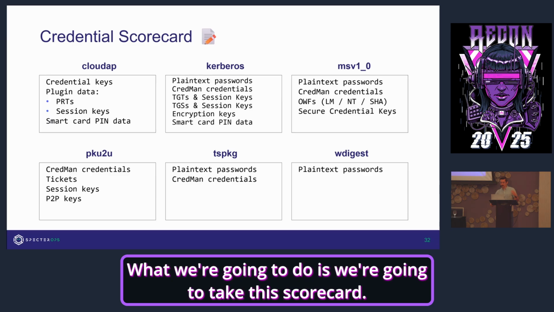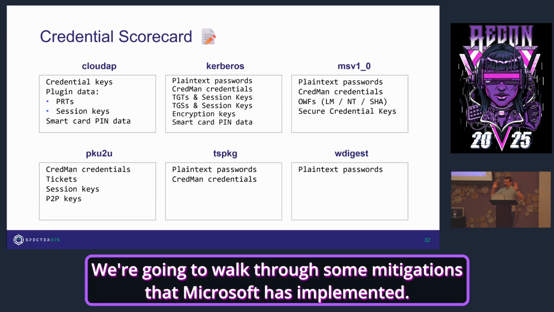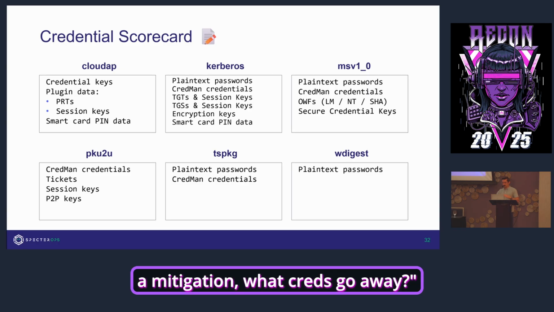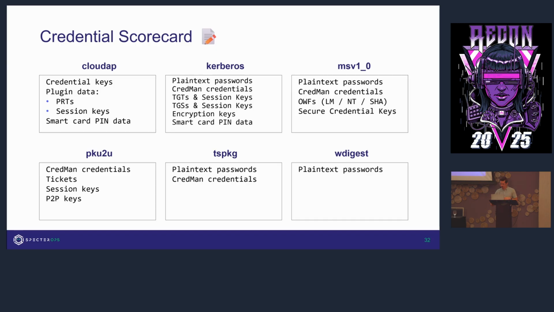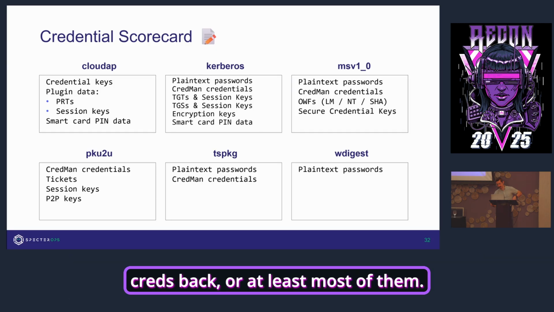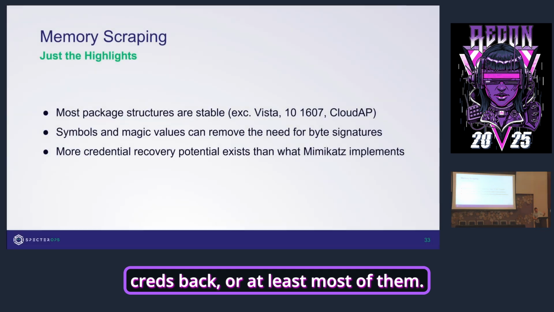What we're going to do is we're going to take this scorecard. We're going to walk through some mitigations that Microsoft has implemented. We're going to take away some of these creds because we're going to say, if you enable a mitigation, what creds go away? And then we're going to walk through different logical bypasses that you can do to get these creds back, or at least most of them.